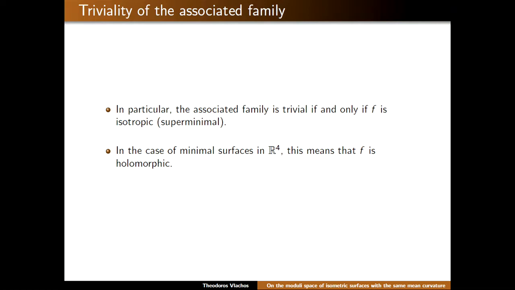It is worth mentioning that it may happen that this associated family is trivial, in the sense that the surfaces in the family are congruent. This is the case when the surface is what is called isotropic or superminimal. In particular, in the case of the four-dimensional Euclidean space, this just means that the surface is holomorphic.